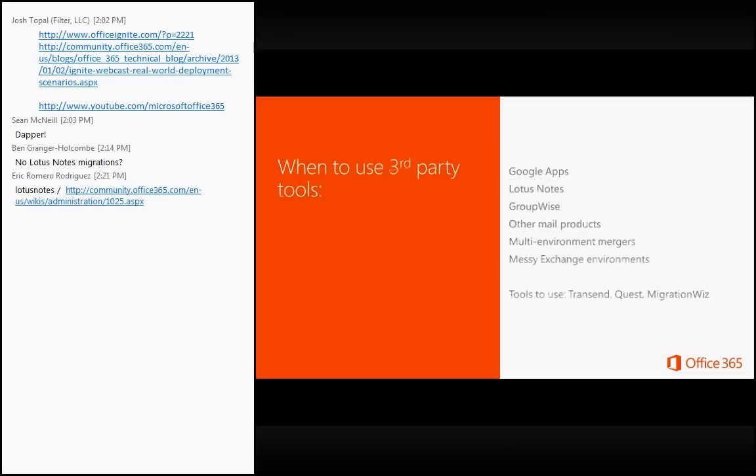So when would we use third-party tools? It's when we have something out of the Exchange realm that adds a bit more complexity to it. So Google Apps would use a third-party tool, Lotus Notes, definitely, GroupWise definitely. Other mail products, as I mentioned, Kerio before, or there are certain Linux mail servers I've seen that try to emulate Exchange, and as such can use MAPI. So we might use third-party tools for those.